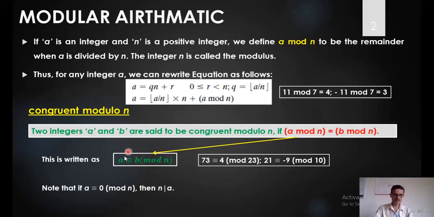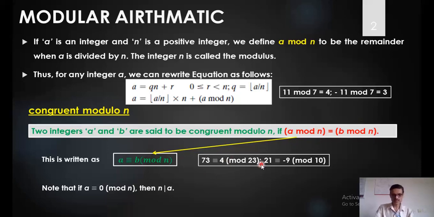So this operator is called the congruent operator, or equivalence operator. a congruent b mod n. This is another way of representing the congruence, that is, a mod n is equal to b mod n.